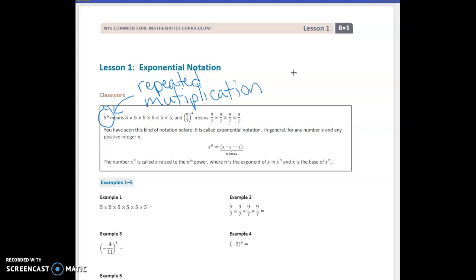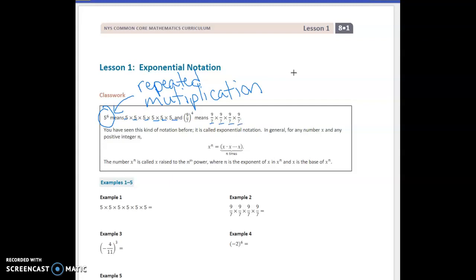Now, if we're repeating something, we're doing it over and over. So basically, we're going to take this 5 and repeatedly multiply it by itself 6 times. That's why 5 to the 6th power means 5 times 5 times 5 times 5 times 5 times 5, 6 of them. Same thing as 9 sevenths raised to the 4th power means 9 sevenths times 9 sevenths times 9 sevenths times 9 sevenths, 4 times.